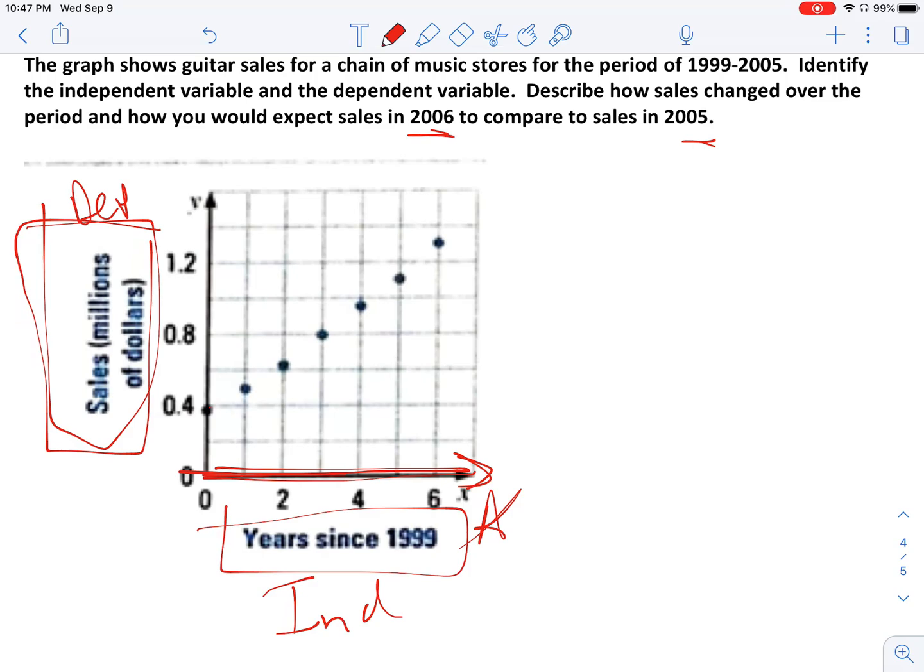Okay, so I'm not going to write all that out to save space, but when I have to describe how sales have changed over the period, they've certainly increased. It looks like a very healthy, steady increase. All right, and if I want to compare how I think it's going to be in '06 compared to '05, I would have to say I think it's going to be better than it was in '05. It's going to continue to increase.